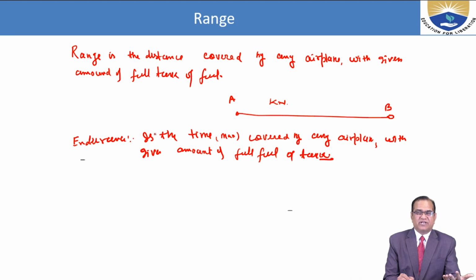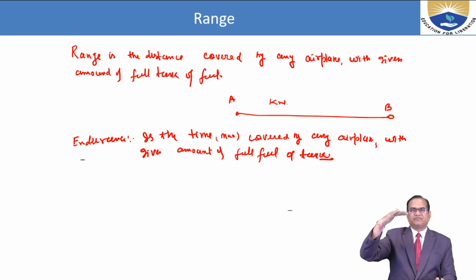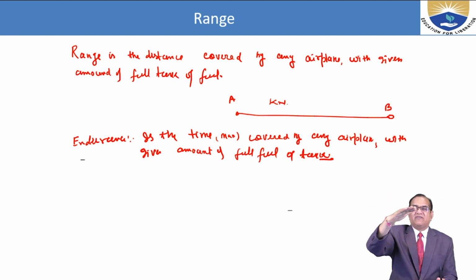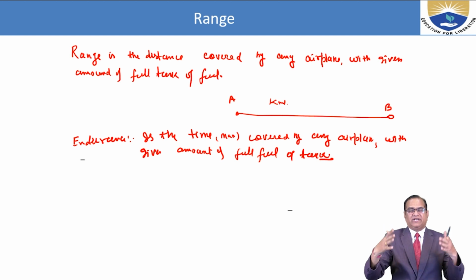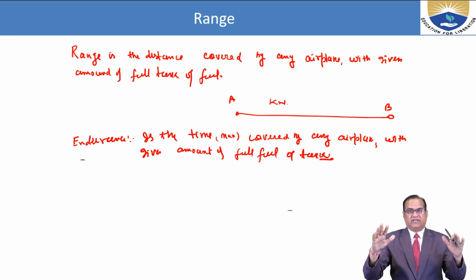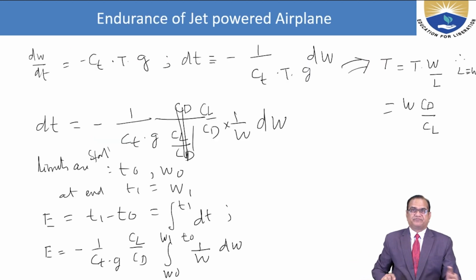Endurance is related to time, how much time it is loitering. If an aircraft is flying like this, how much time can it stay afloat with a given amount of fuel. When the tank is full, with that full amount of fuel in the tank, how much time it is airborne, that is the endurance. So we will see how the range is related and how the endurance is related, and how these things happen for the jet powered aircraft.